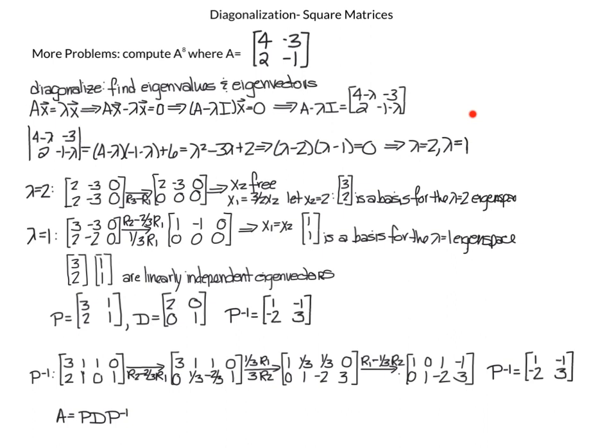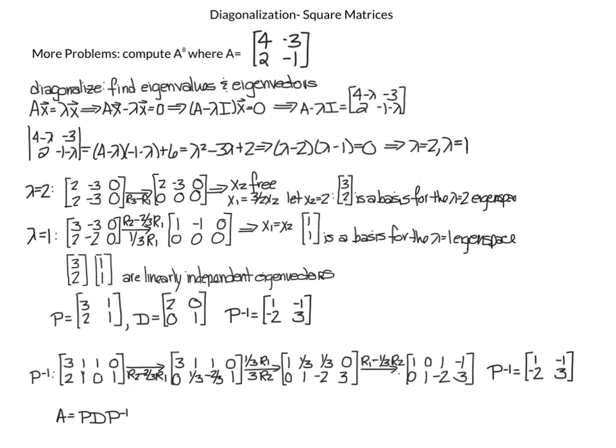So D is going to be [[2, 0], [0, 1]]. And then I calculated P inverse here for your reference, but I just went ahead and wrote P inverse is equal to [[1, -2], [-1, 3]]. And you can verify that A equals P times D times P inverse, except we still haven't solved our problem of computing A raised to the 8th.